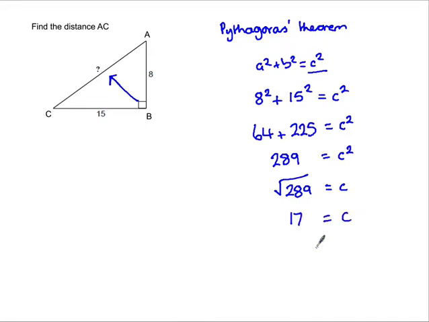So c is 17. Now I need to just check to make sure that that's longer than the other two sides, because I've already said it's going to be the longest side, and it is longer than 8 and 15, so 17 looks like a sensible answer for the distance from A to C.